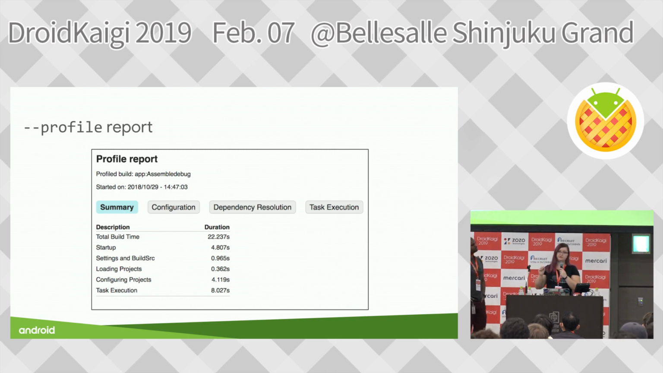If you want to get the information about why a certain task run, you can also run with --info, and this will tell you in detail that this task run because this input in particular was changed.